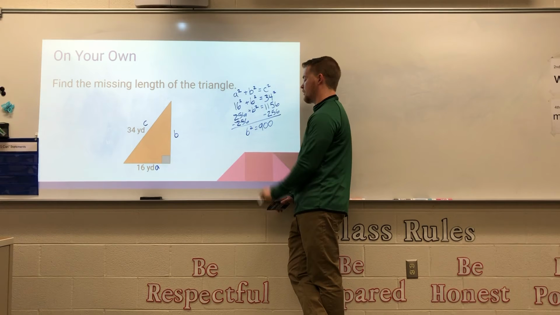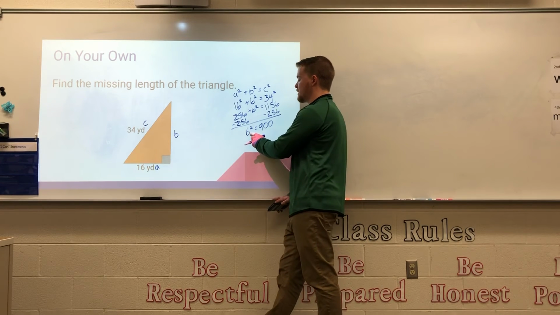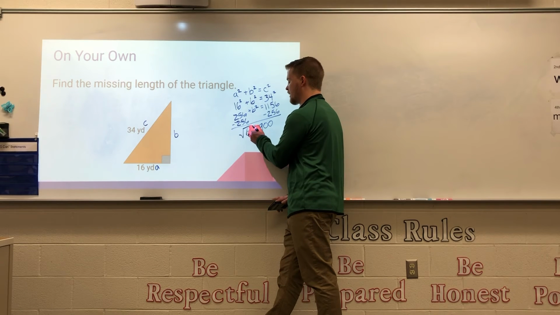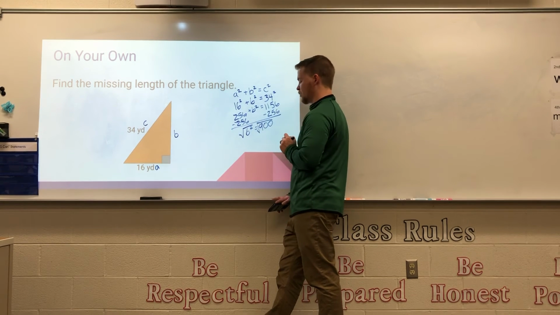So, last step, we have b to the power of 2. So to cancel out that power of 2, we take the square root of the left side, square root of the right side.